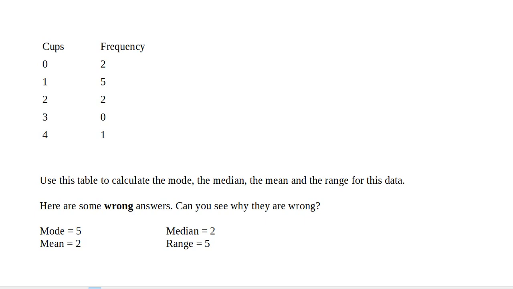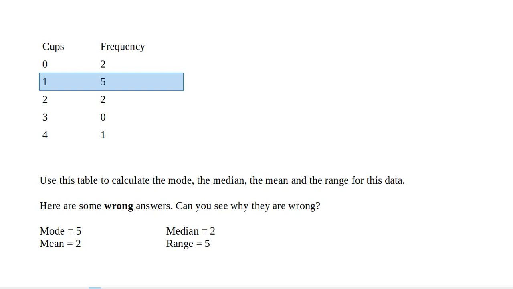And here are some wrong answers. The question is, why are they wrong? I've said mode's 5, mean's 2, median is 2, and range is 5. Well, those are not correct, but they're very common misconceptions people make. So for example, the mode is 5. People know that 5 is the most frequent. People might say, well, if I look over here, I can see that 1 cup occurs 5 times, so 5 must be my mode. It's not right.